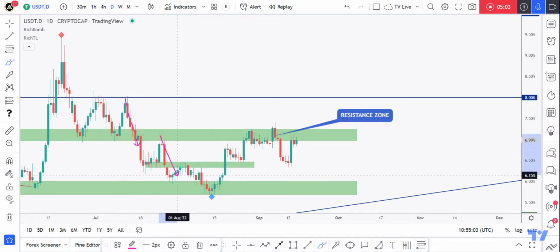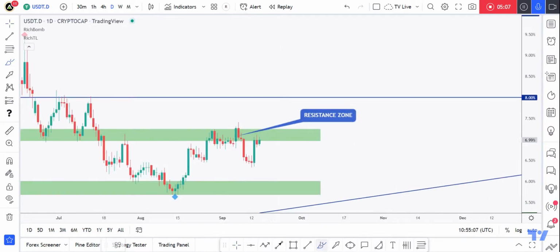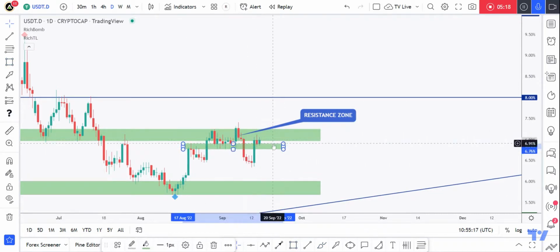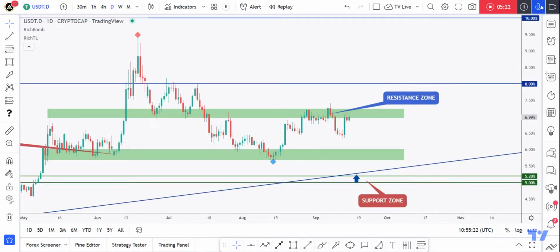Just like previously, impulses were getting weaker. The exact same thing we can see from the bullish trend. So impulse movements are getting smaller and even flat. And again, a classic retest. So now we are bearish on USD dominance, and we are currently in this classic retest till around the resistance zone again.